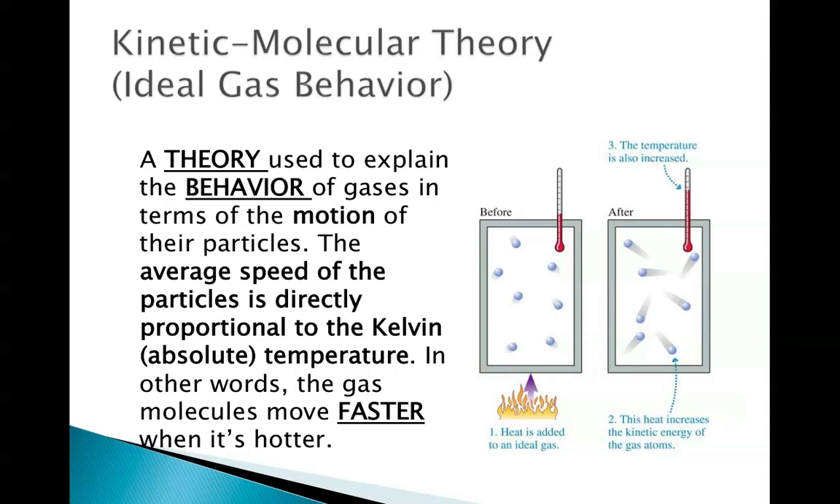Now, we already know that temperature is a measure of average kinetic energy, and that's directly proportional to the speed of the particles. So in other words, the faster the particles are moving, the higher the temperature goes. So here you can see in the picture, I have gas particles moving around. Heat is added. The particles then move faster because they've increased their kinetic energy, and thus the temperature is increased.